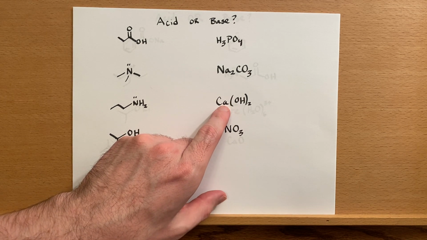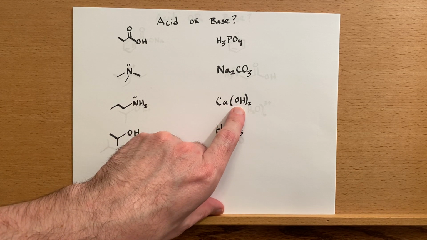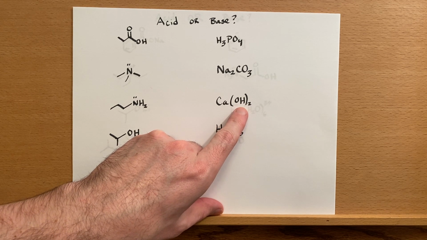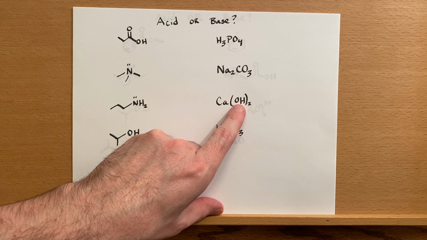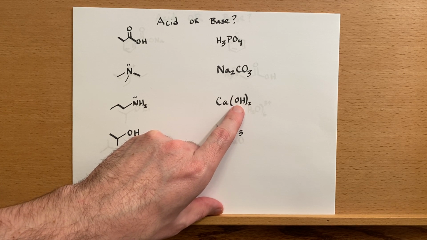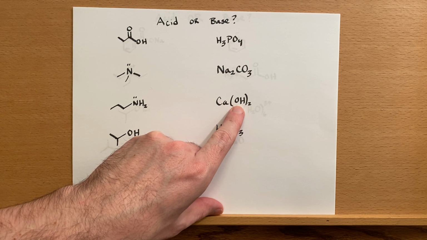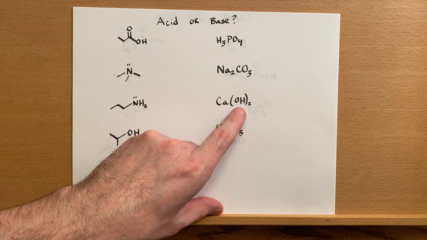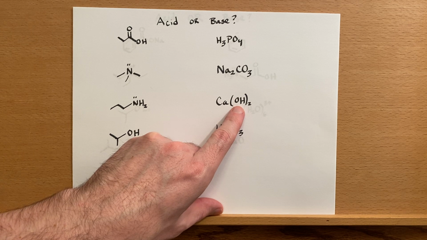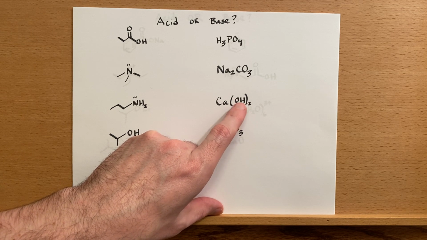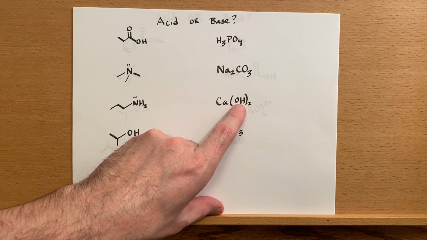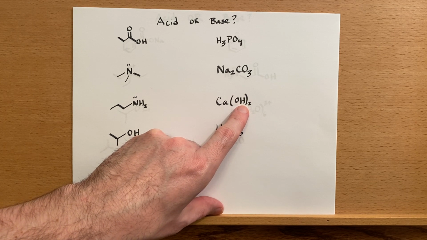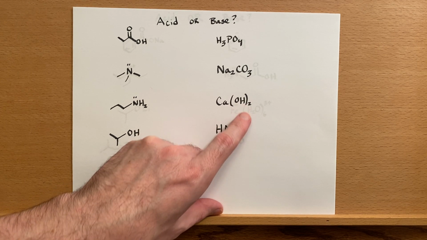Let's look here. This is calcium hydroxide. Sometimes when something has an OH and it's an ionic compound, it could be quite basic. So this is a base, and generally a fairly strong one. It doesn't completely dissociate in water, but it will react readily with acids. And the OH is often a good indicator that this might be a base.